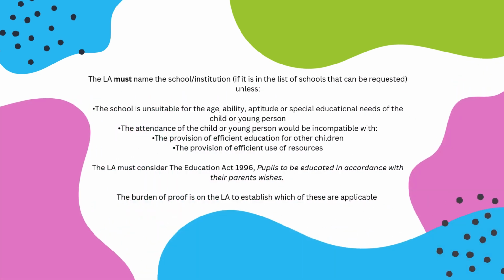The local authority must name the school or institution, if it is in the list of schools that can be requested, unless the school is unsuitable for the age, ability, aptitude, or special educational needs of the child or young person. The attendance of the child or young person would be incompatible with the provision of efficient education for other children. The provision of efficient use of resources. The local authority must consider the Education Act 1996, pupils to be educated in accordance with their parents' wishes. The burden of proof is on the local authority to establish which of these are applicable.